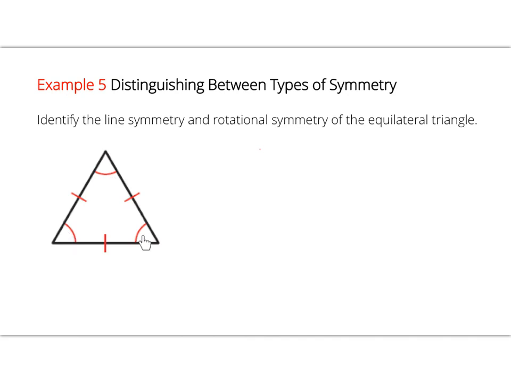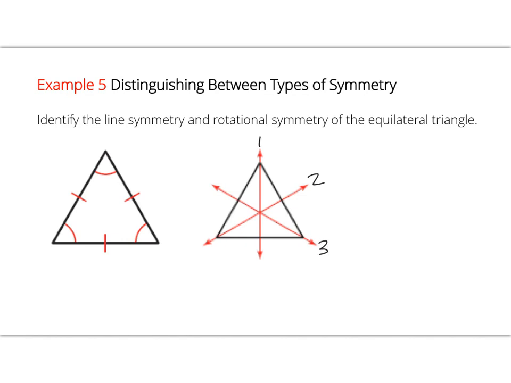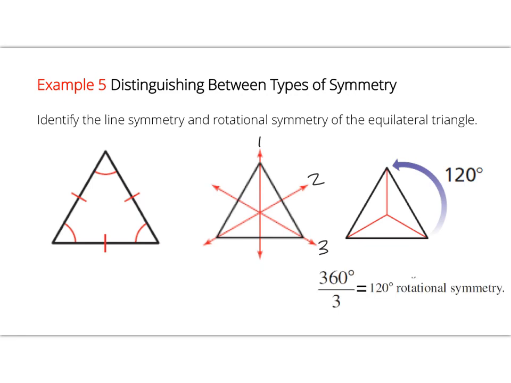So does an equilateral triangle have line symmetry? For sure. We can get at least 3 lines. And actually, it's only 3. So let's see. We have 1, 2, 3 lines of symmetry. And then as far as rotational symmetry, it looks like it has 120 degrees. And that's figured by 360 divided by 3, which equals 120 degree rotational symmetry. So an equilateral triangle has both line and rotational symmetry.